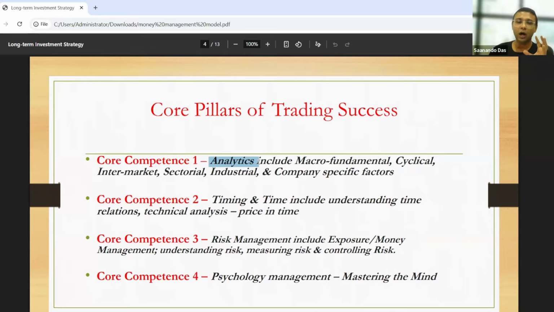You need to choose a method from core competence analytics, which will help you to choose stocks or commodities or whichever you are trading. So you may choose to specialize in a certain area under analytics, which includes macro fundamental. This is my specialized area. Cyclical, this is another area of my specialization. Intermarket analysis, which I regularly do. Sectorial, industrial, and company specific.